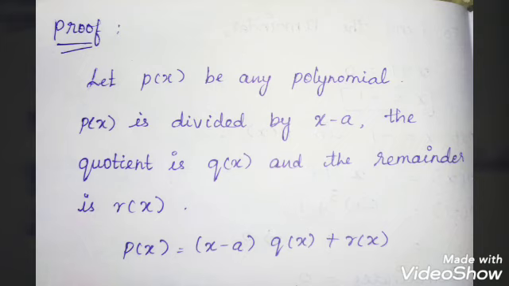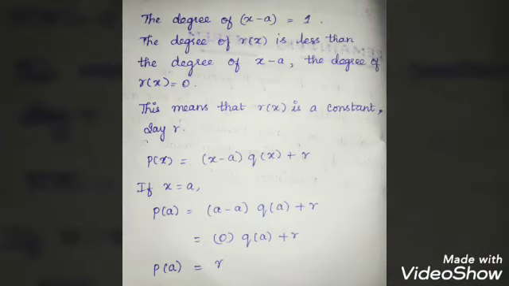Here p of x is your polynomial, the dividend. X minus a is your divisor and q of x is your quotient, r of x is your remainder. Next, the degree of x minus a equal to 1. What is the degree of x minus a? Equal to 1. Yes, the degree of r of x is less than the degree of x minus a. We know that the degree of the remainder is less than the degree of the divisor.